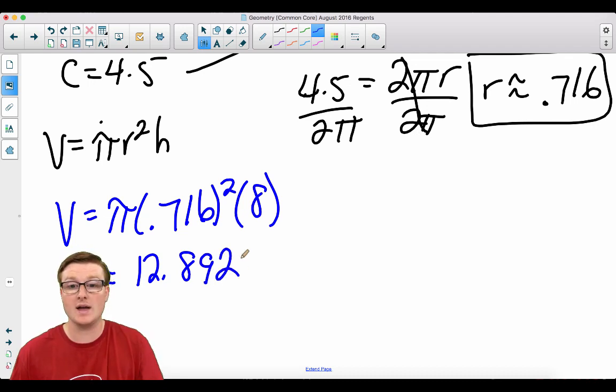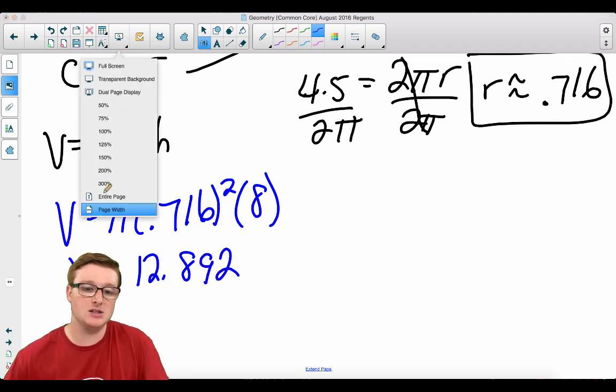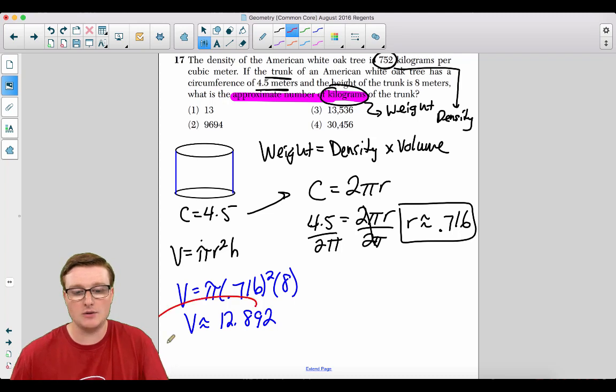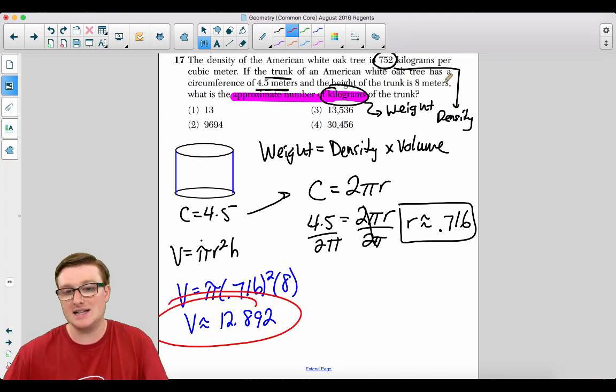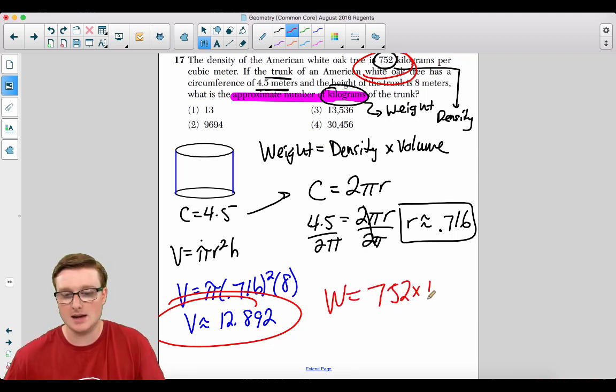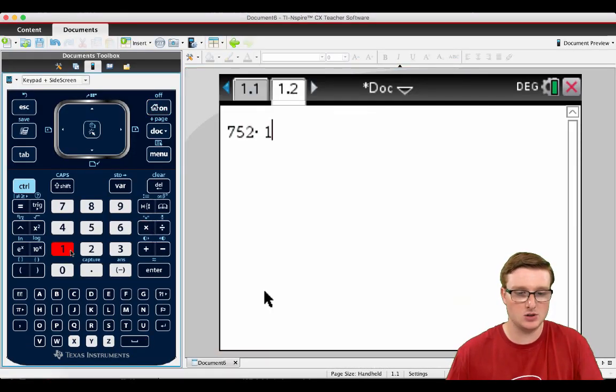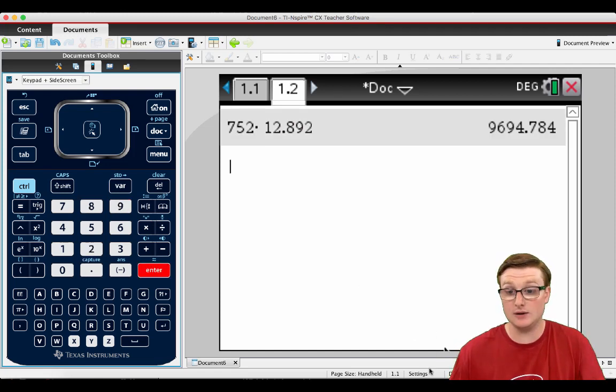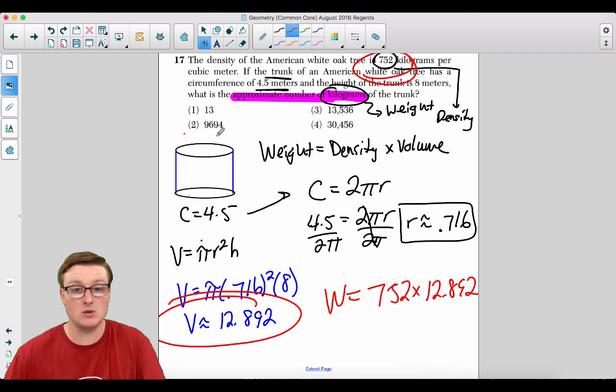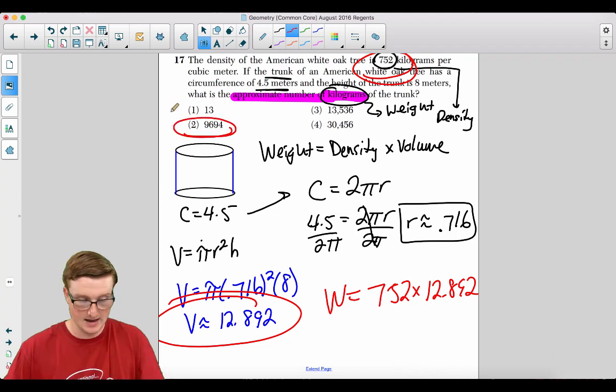12.892. Okay, so now last but not least, we are going to take our volume and our density, and we're going to plug it into the weight formula. Weight is equal to density, which is 752 times 12.892. When you plug that into your calculator, you get 752 times 12.892. You get 9,694.784, which is going to be choice 2. And that is the correct answer.